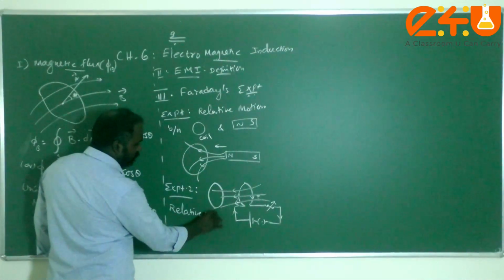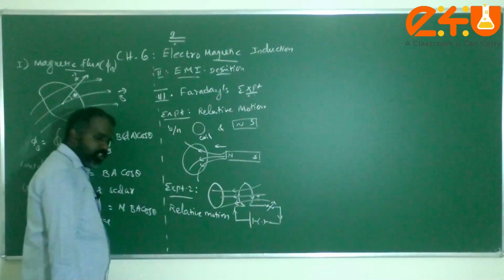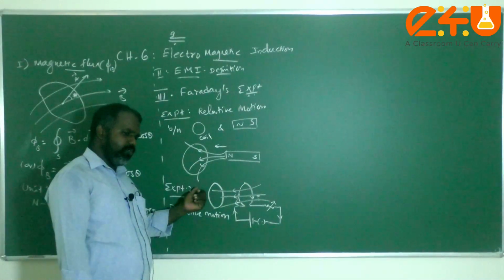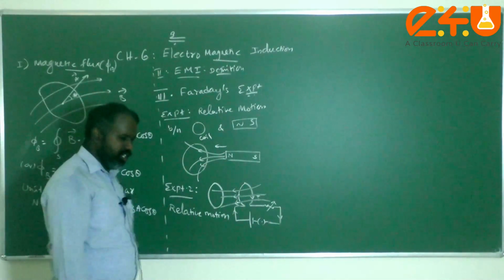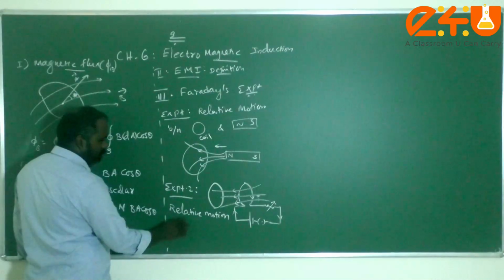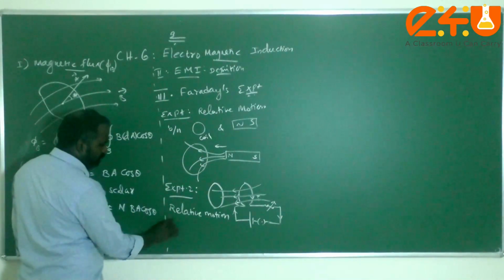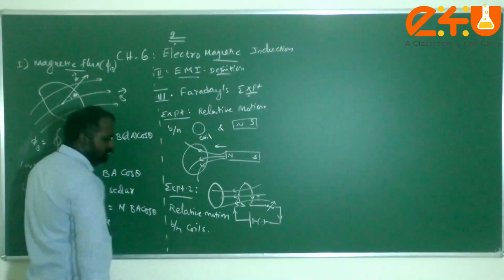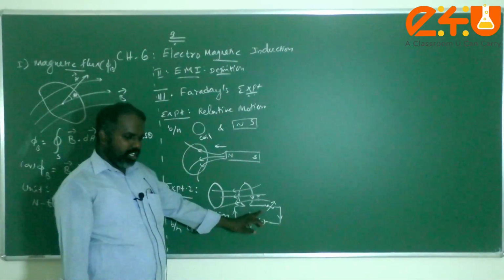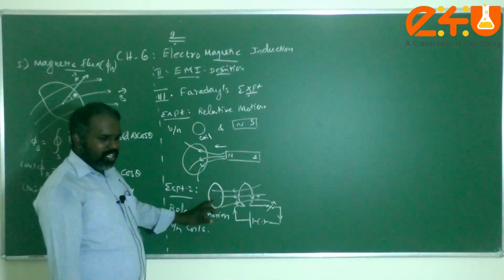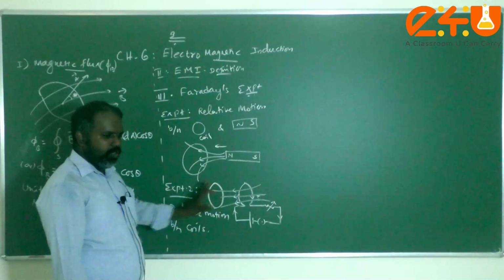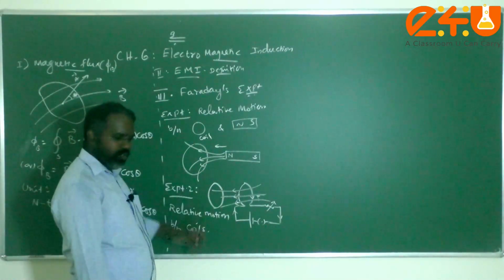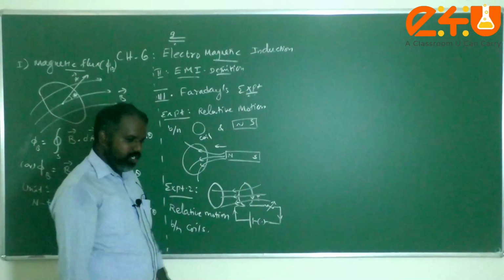Relative motion means either one is at rest and the other is in motion, or this is at rest and that one is in motion, or both are in motion, such cases. So the second experiment is based on the concept of relative motion between the coils. One is a current carrying coil and the other is just a closed conducting loop, otherwise just like a copper wire made as a circular loop. Yes, this is experiment 2.